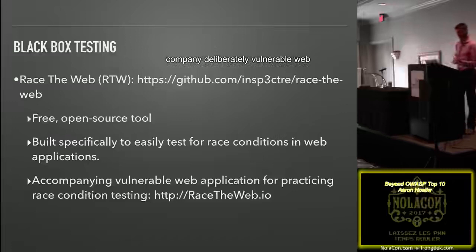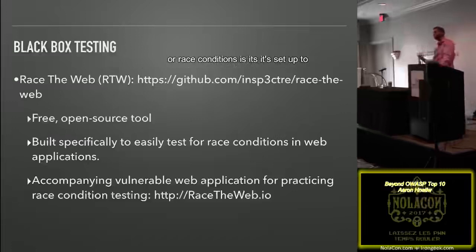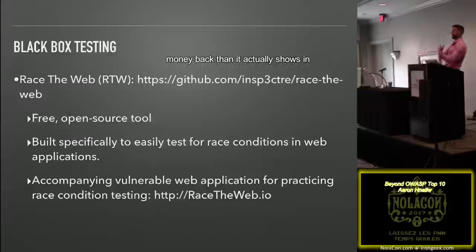I also built an accompanying deliberately vulnerable web application for race conditions. It's set up to be like a bank. You have a bank account, and you can then use the Race the Web tool to submit a bunch of requests to this endpoint, and you'll find out that you get more money back than it actually shows in your account balance. So let's say you get like $100 back, but your account balance might decrement by $2. It's just an example of doing that.